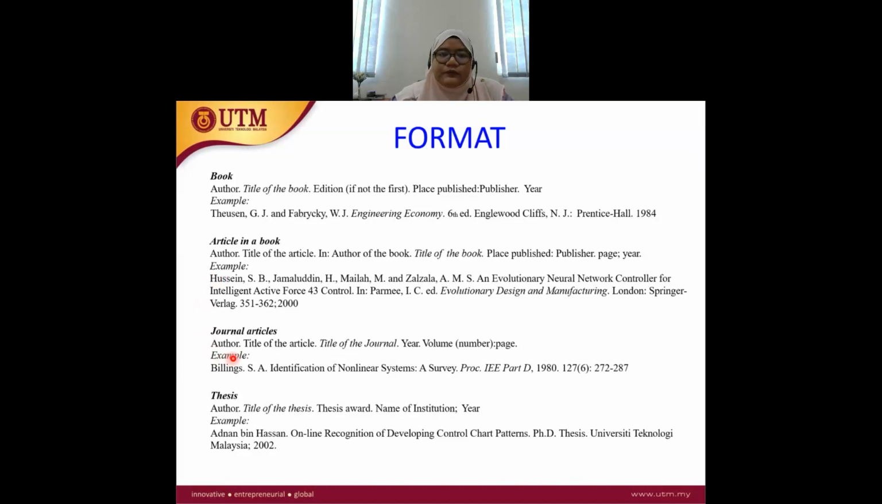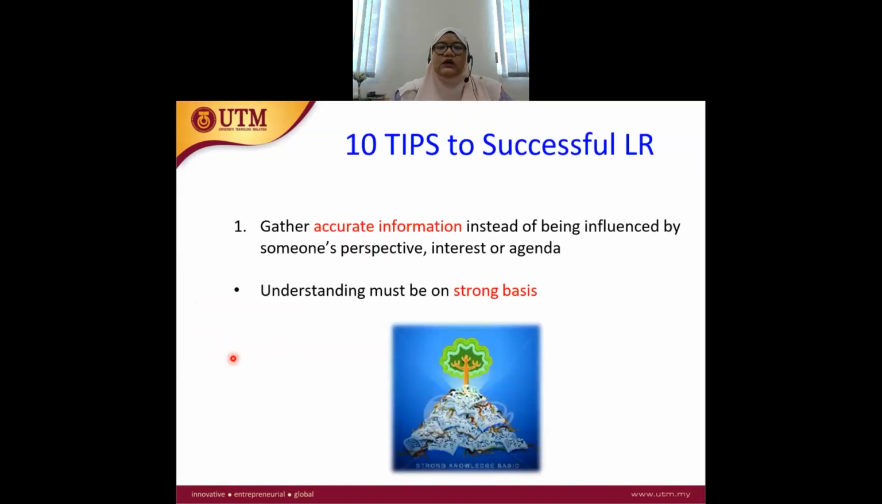Okay, so what are the 10 tips for a successful literature review? First, you have to gather accurate information, instead of being influenced by someone's perspective, interest, or agenda. The understanding must be on a strong basis.